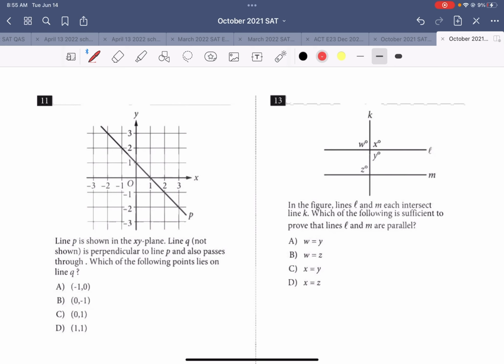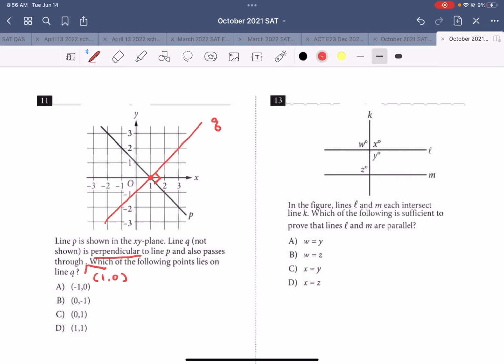Now the next one, number 11. Line p is shown in the xy-plane. Line q, not shown, is perpendicular and also passes through 1,0. This is a copy version, so there's a little missing information. It passes through 1,0 right here. So what they're saying is q is perpendicular here, and it passes through 1,0. Which of the following points lies on line q?